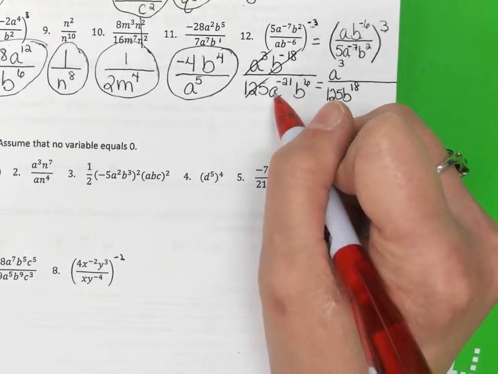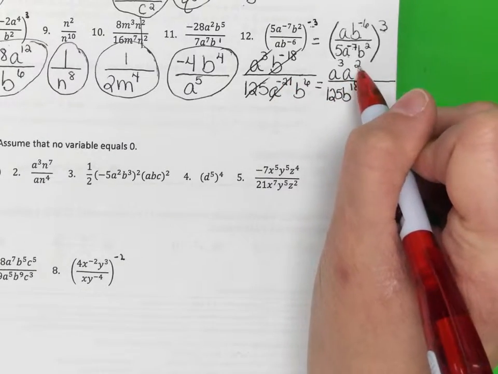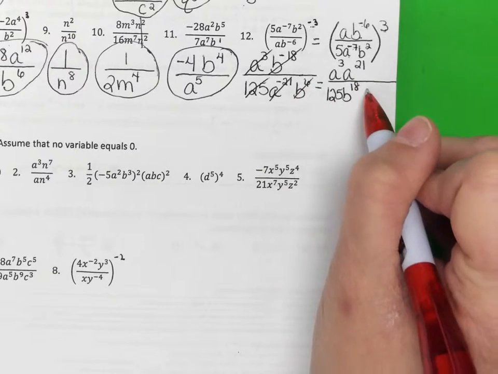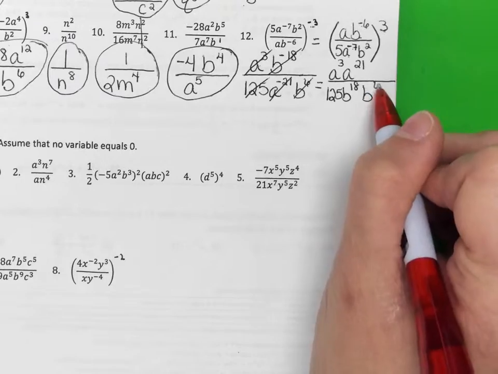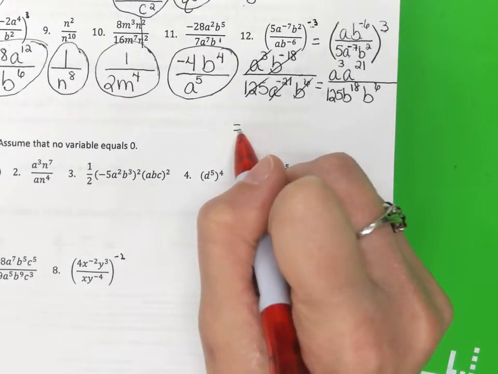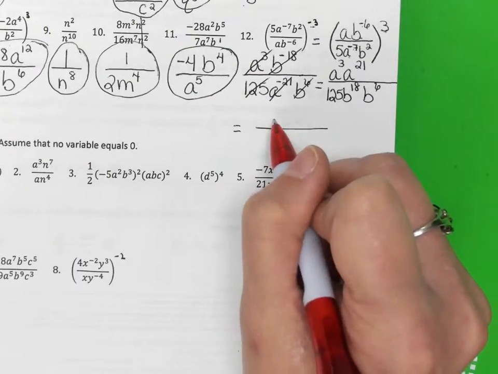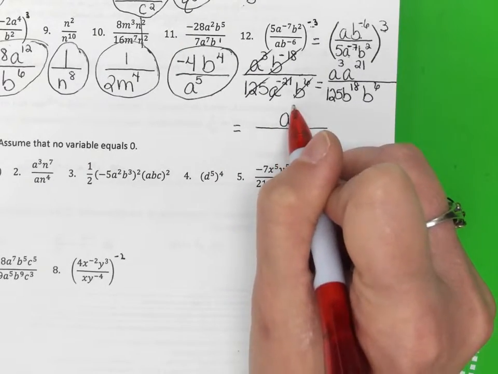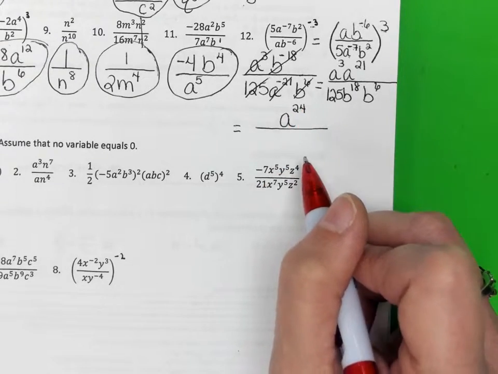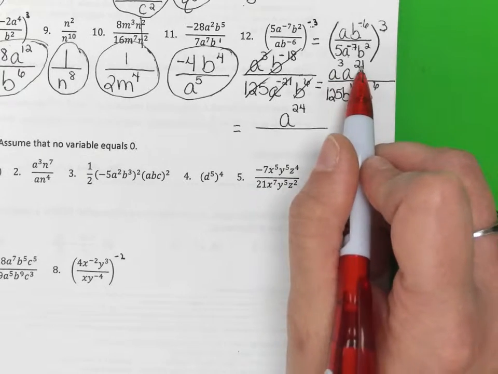All right, b to the negative 21, he goes to the top to make him positive. And b to the 6 is positive, so you don't mess with him. He stays right there. All right, how many bases of a do I have on the top? 2, so I add, and you get 24. Multiply the bases, add the exponents.